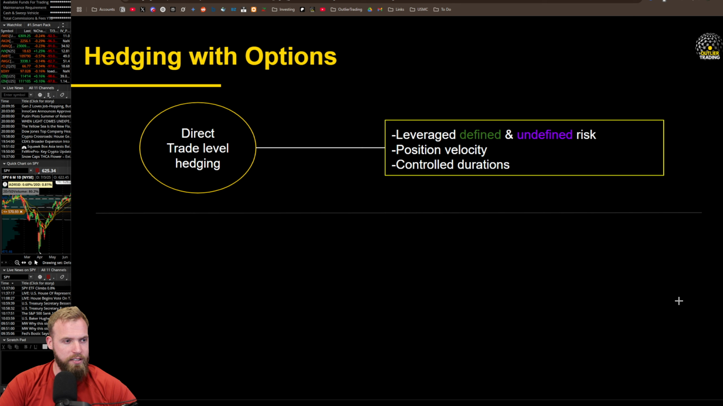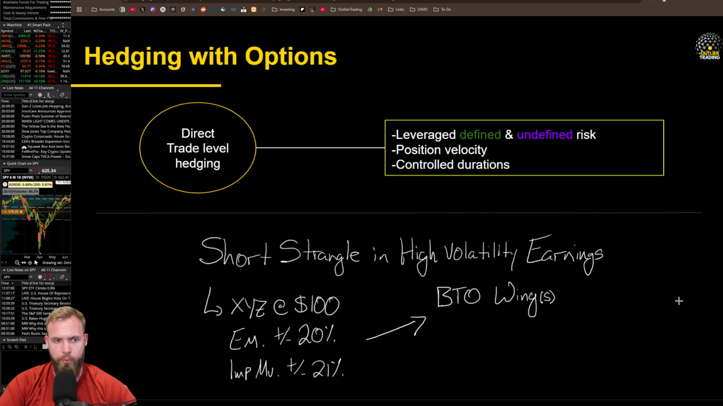Now let's take a look at direct trade level hedging. This one's super simple. So as I mentioned before, let's say that I'm looking at a short strangle on something that is really high volatility earnings. And normally I would sell strangles. I'm looking at this stock, the expected move is 20%. Let's say that this is the historic expected move. The implied move that I'm seeing is 21%. So we're getting about a percent edge in terms of the move expectations here, but that's pretty tight and it has a really volatile history. Maybe I'll just buy a wing so that this way I can change my risk profile.